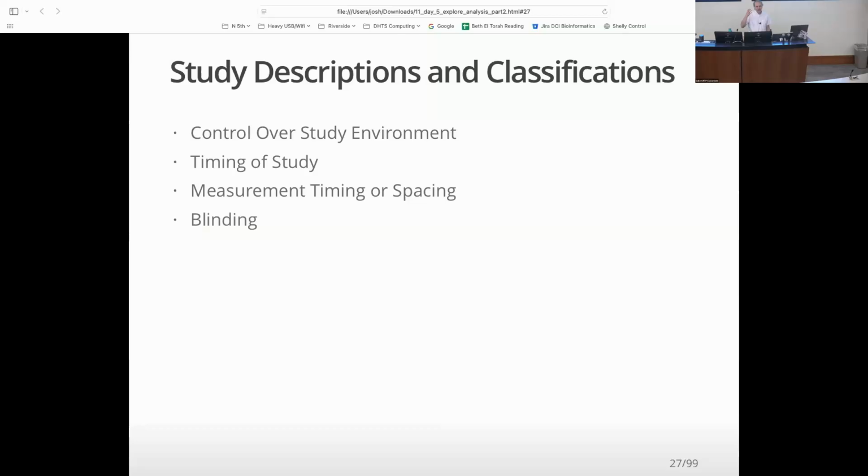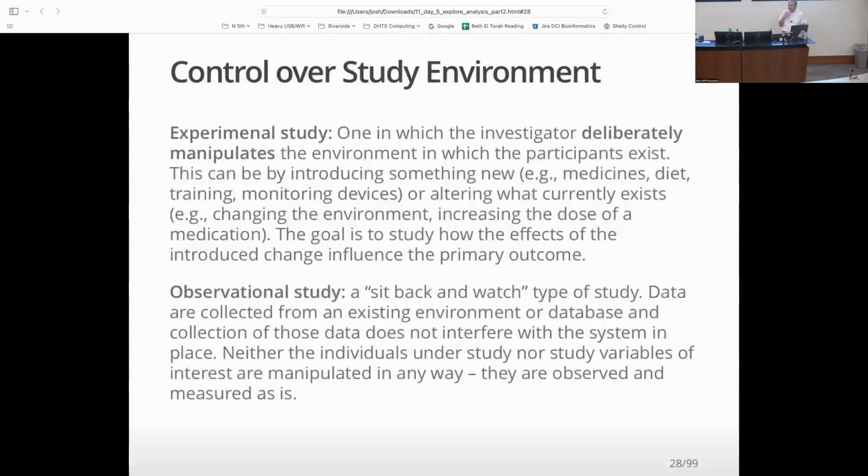So there are four major things I want to talk about, and then I'm going to get into details of each of them. One is the control over the study environment. Two is the timing of the study. Three is the timing and/or spacing of measurements. And the last one is blinding. And again, this is somewhat biased. Aspects of this are specific to clinical research, but not all of them.